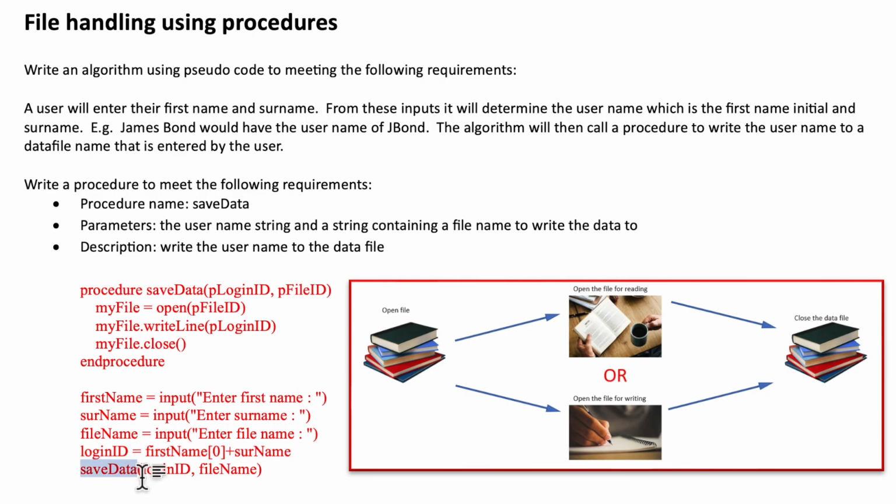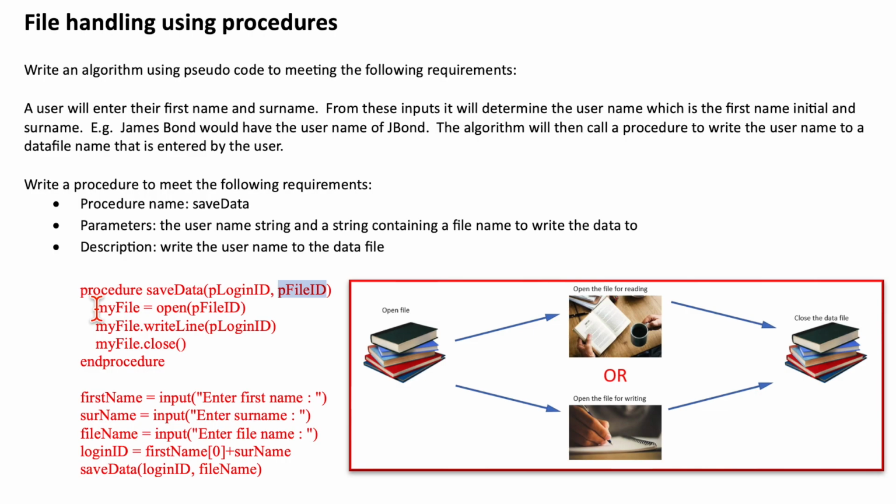We are now calling the procedure save data. We're sending the parameter of the login ID and the file name to the procedure save data. So the login ID will go into the parameter pLogin. I used P as a prefix, so it reminds me that I'm dealing with a parameter. So the parameter of login ID, and the second parameter is for the file ID. These are the two pieces of information that the procedure needs for it to work.